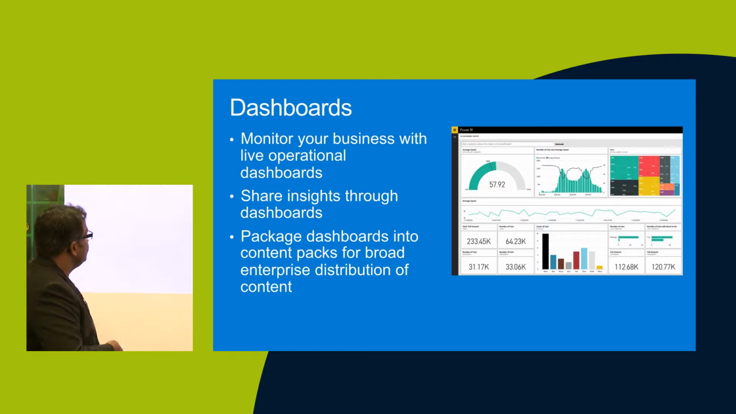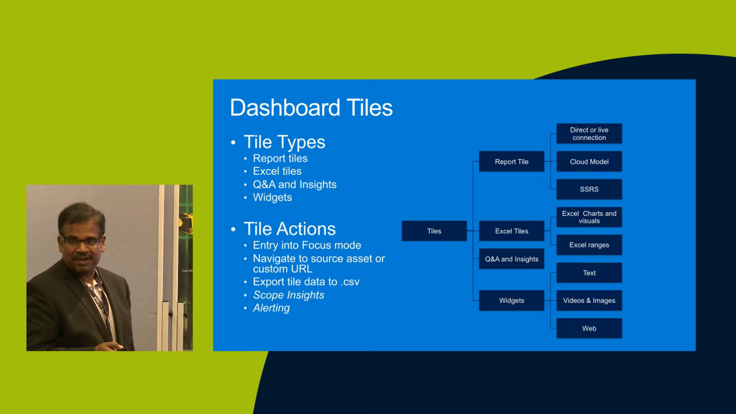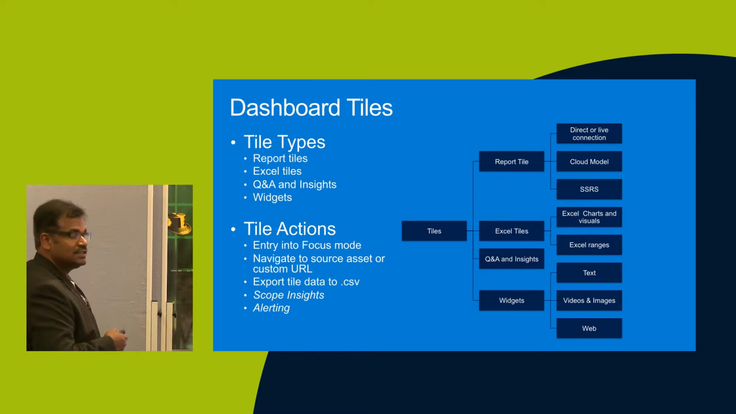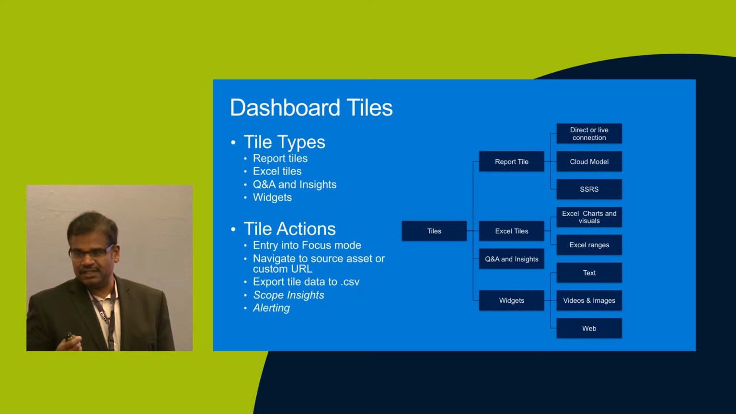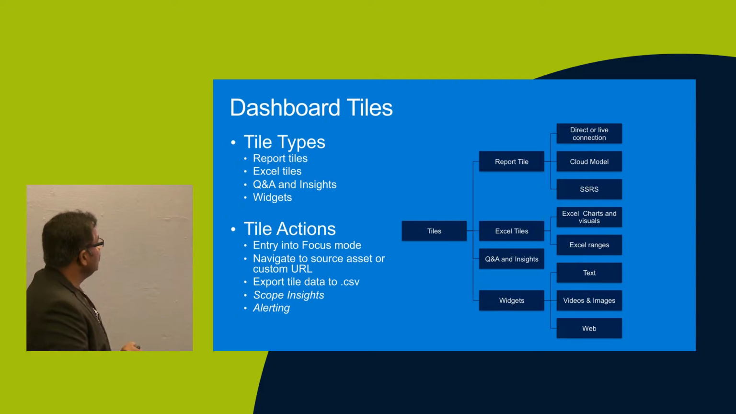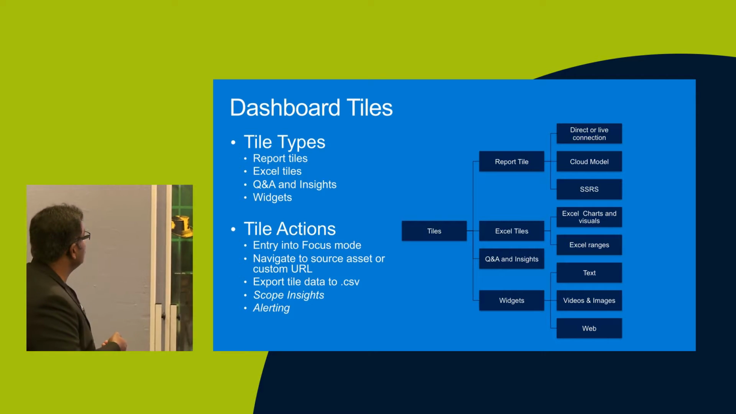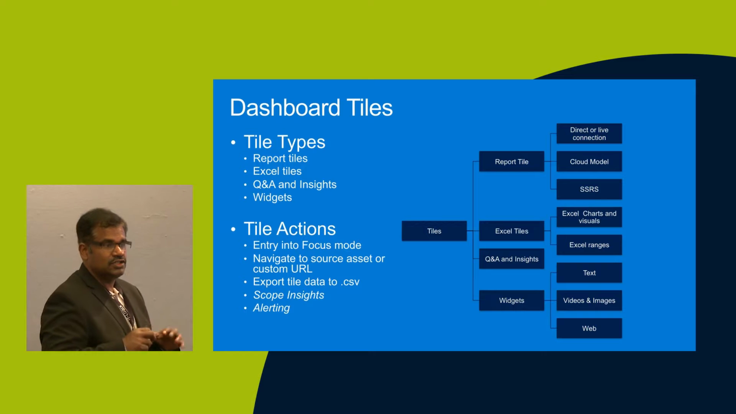Okay. Now drilling a little bit further, what are the various types of tiles which you can prepare? So this shows up in terms of report tiles. What we mean by report tiles is you have a Power BI desktop report, and any visuals in that report, if you pin them onto the dashboard, that's a report tile. Then Excel tiles: this is selecting a data range from Excel and pinning it into the dashboard. That's what you have as an Excel tile. You have Q&A and insights. Q&A is where you can go and type questions.